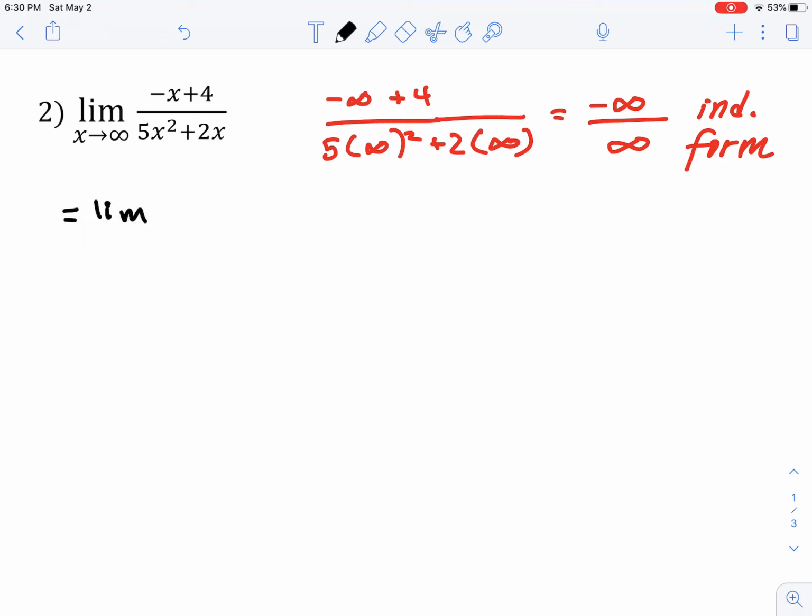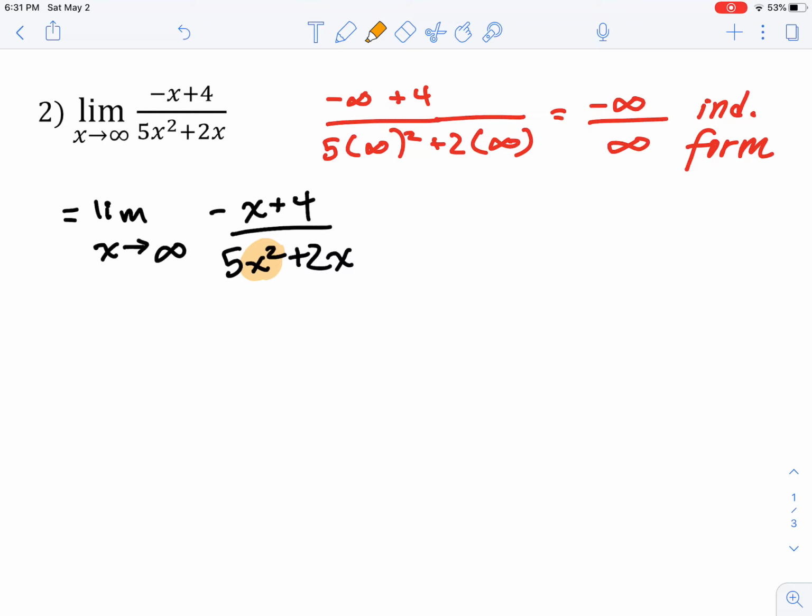So we've done this a couple times now. So let's write an equivalent limit statement. The limit as x approaches infinity of negative x plus 4 over 5x squared plus 2x. And let's just go ahead and divide each term by the highest power of x in the denominator. This is a common technique that's used when you're dealing with rational functions and you're trying to find a horizontal asymptote.